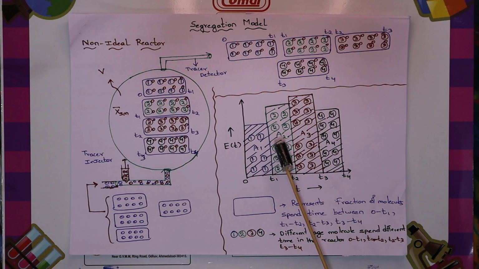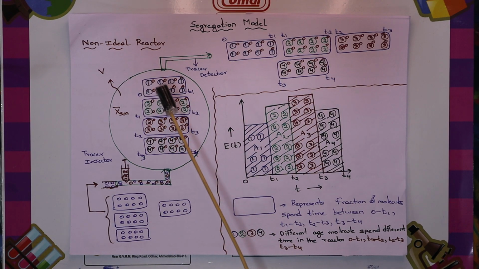E of t, that means the time information of the molecules spent in the reactor, can be judged through the tracer injection. So through the tracer injection curve, I got certain fractions, right? I got some fraction from 0 to T1, that is the time spent by the molecules between 0 and T1, the time spent by the molecules between T1 to T2, between T2 to T3, and so on.